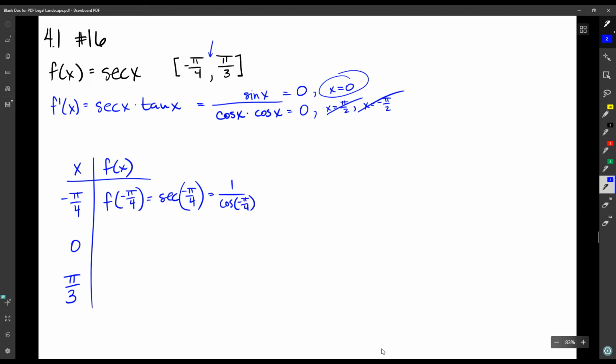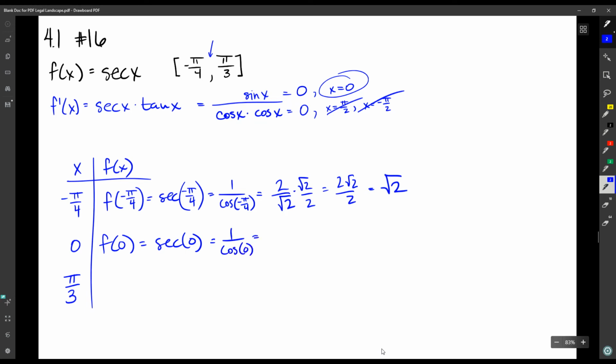Well, the cosine of negative pi over 4, that's a fourth quadrant angle, and the cosine there would be a positive square root of 2 over 2. So the reciprocal of that is 2 over root 2, and I know that I can rationalize this into 2 root 2 over 2, or just the square root of 2. So the value on the left side is root 2. Next, f of 0 is going to be a secant of 0, which once more is the same as 1 over the cosine of 0. Since cosine of 0 is 1, this is 1 over 1, and I have a value of 1 for f of 0.